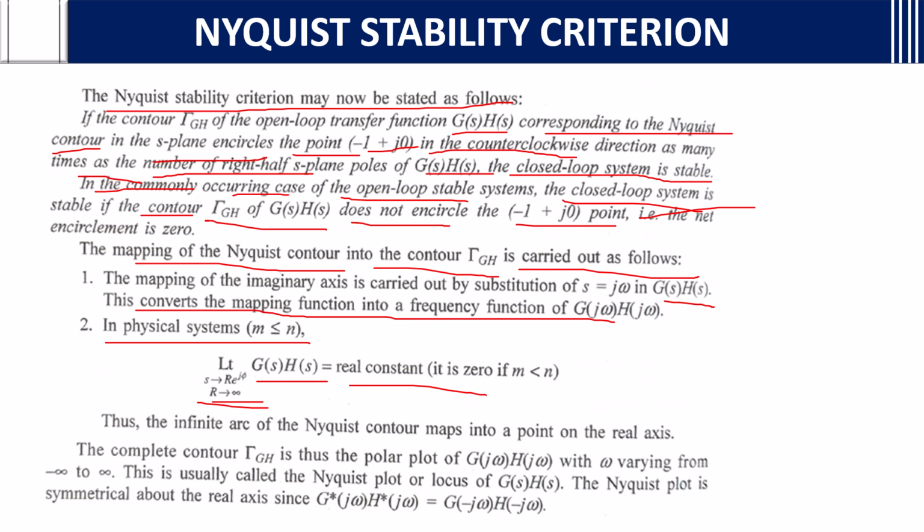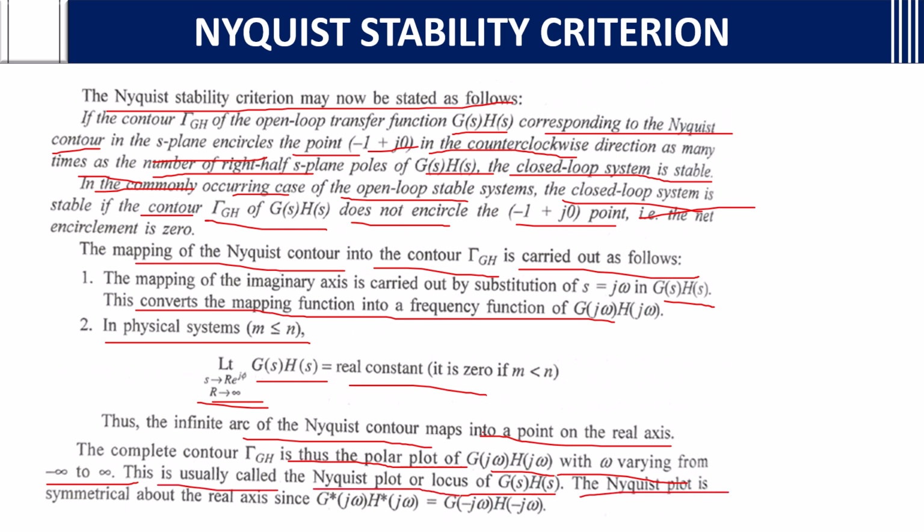Thus, the infinite arc of the Nyquist contour maps into a point on the real axis. The complete contour is thus the polar plot of G(jω) with ω varying from minus infinity to infinity. This is usually called the Nyquist plot or locus of G(s)H(s).